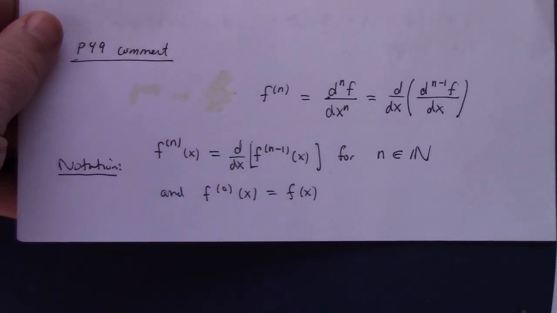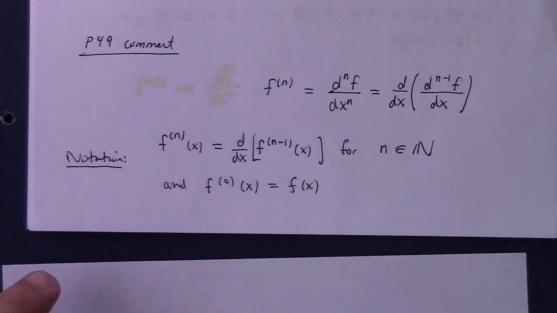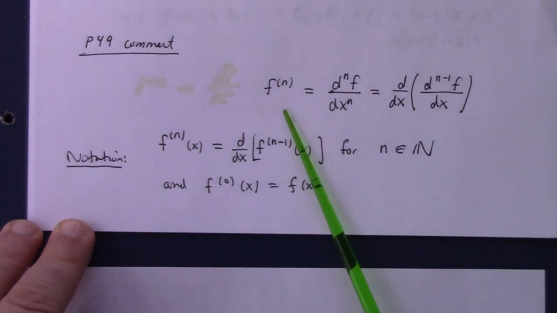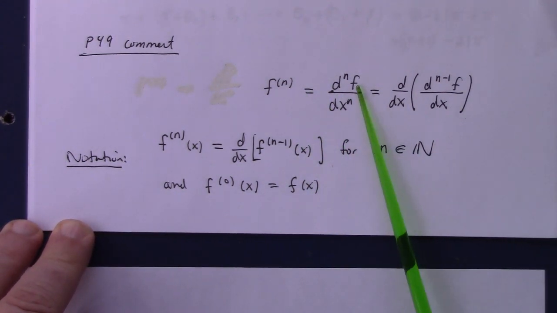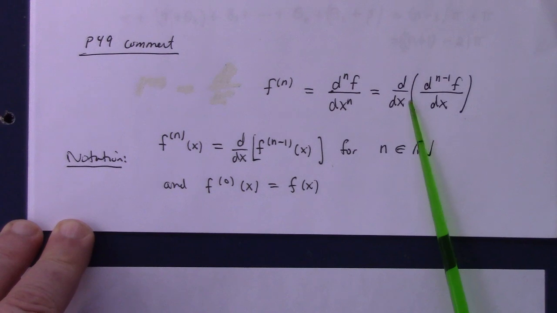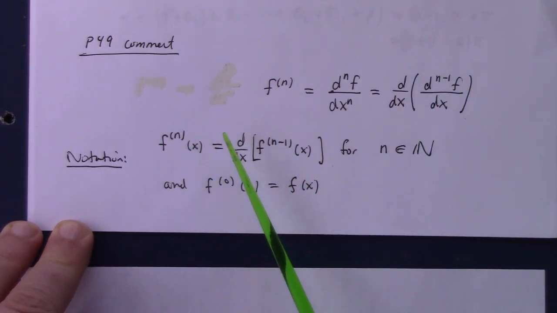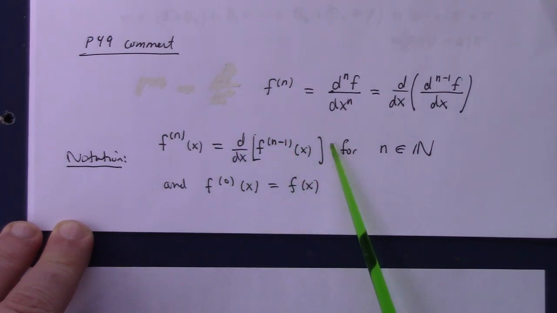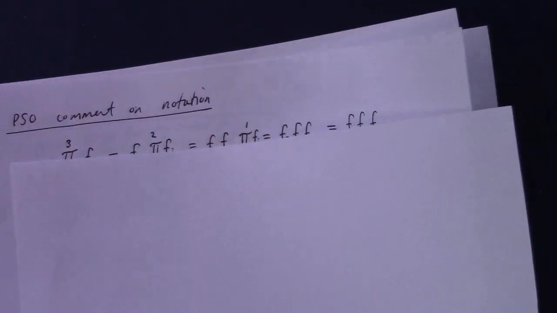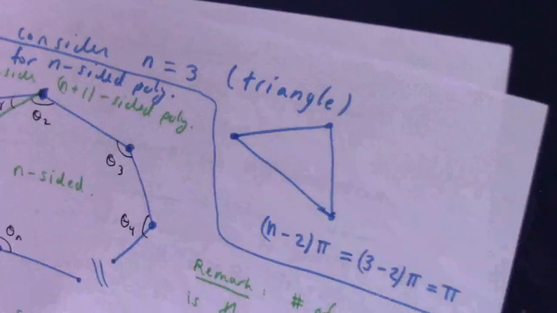Problem 49 also has a small comment. If you didn't know already, this parentheses notation means n-fold differentiation, which technically means the derivative of the n minus 1th one. To be more precise, the nth derivative is defined to be the derivative of the n minus 1th derivative for n in the natural numbers, with the understanding that the 0th case is just the function itself. So that's the notation used in problem 49. I didn't explain that in problem 49 because it's standard calculus.